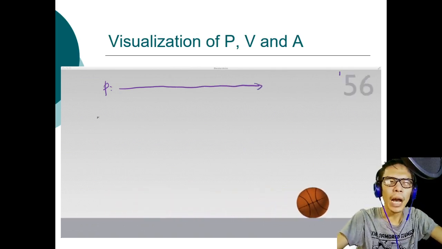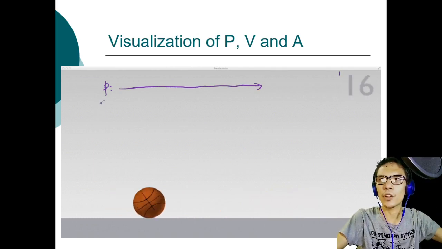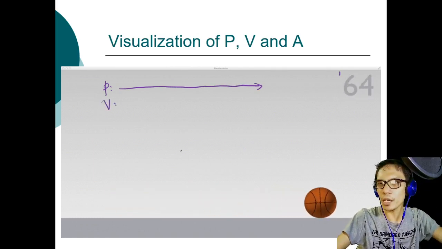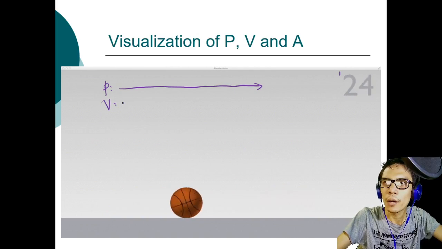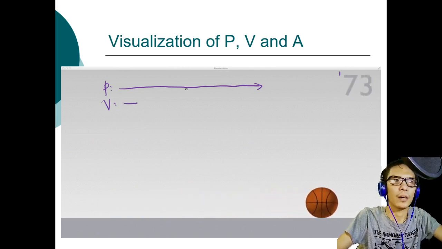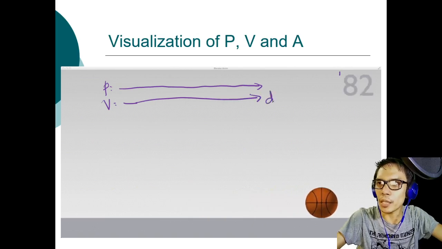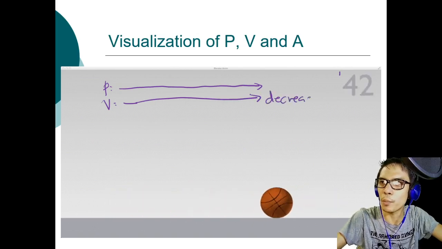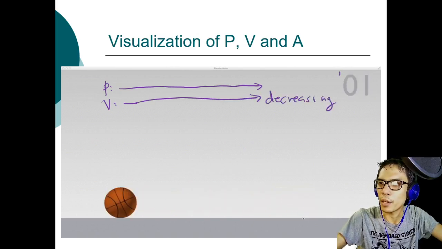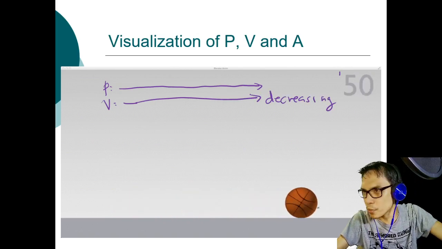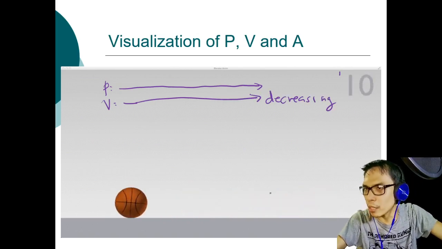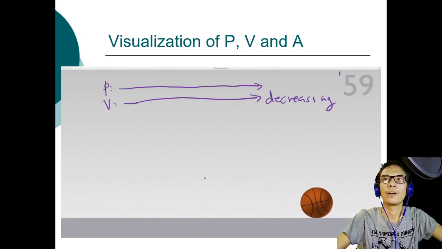Okay. Next one. How about the velocity? So the velocity is somehow decreasing. It goes that way, but it is decreasing. Why? Because the ball stops. As you can see here, the ball stops, then it goes that way and decreasing.